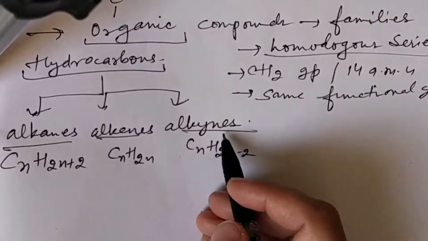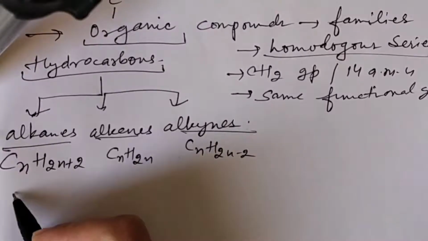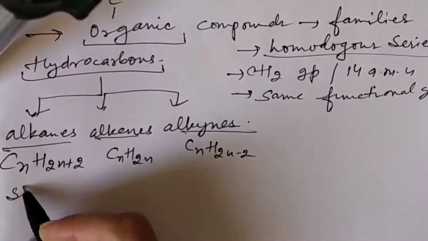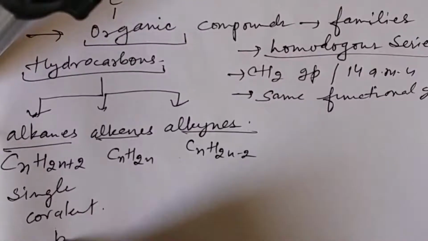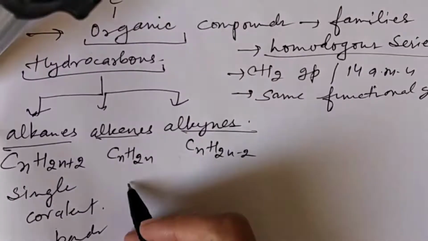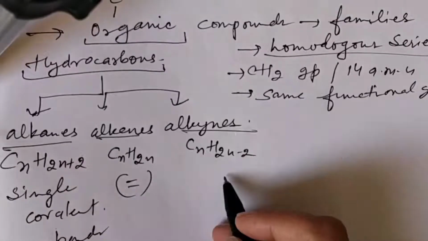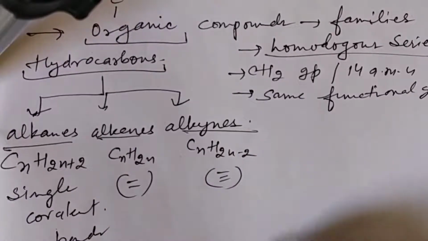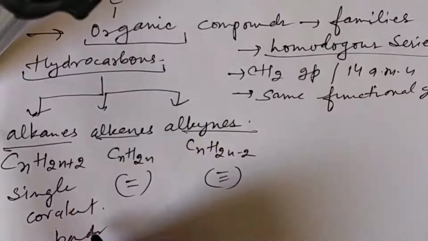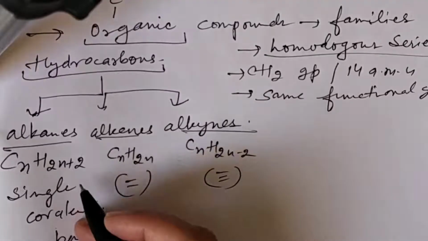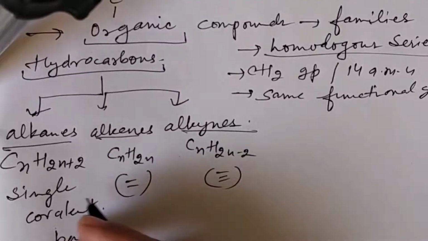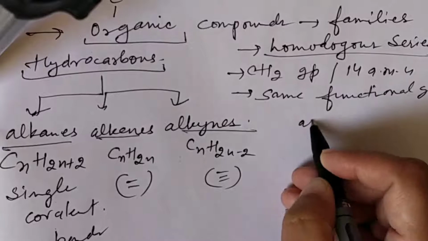In alkanes, all single covalent bonds are there. In alkenes, a double bond is there. In alkynes, a triple bond is there. If only single covalent bonds are there, then we call it the alkane family. Let us take the simplest example of the alkane family first.